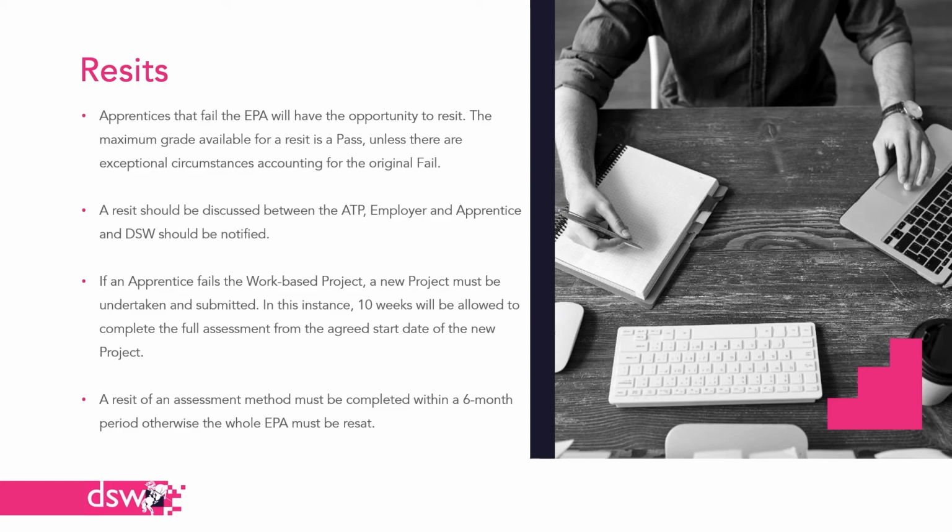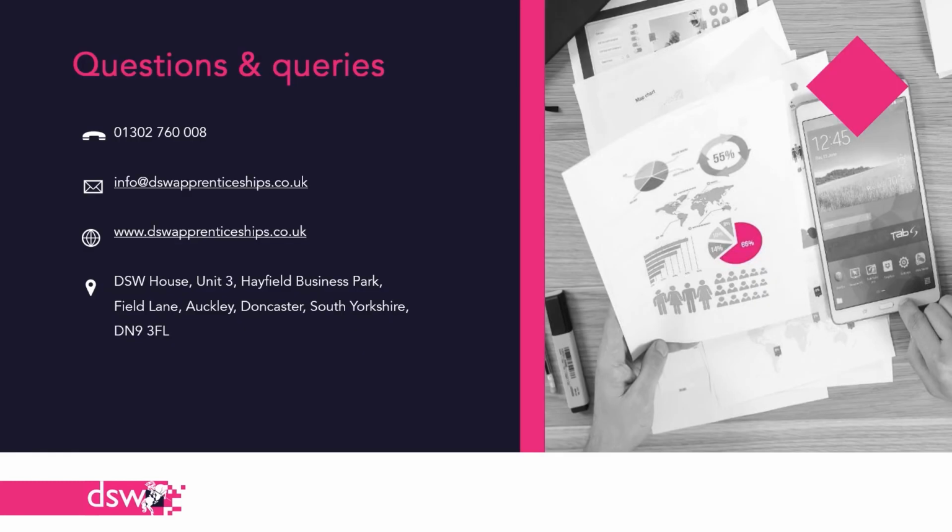If an apprentice fails the work-based project, a new project must be undertaken and submitted. In this instance, 10 weeks will be allowed to complete the assessment from the agreed start date of the new project. A resit of the assessment method must be completed within 6 months of the fail notification, otherwise the whole assessment must be resat.